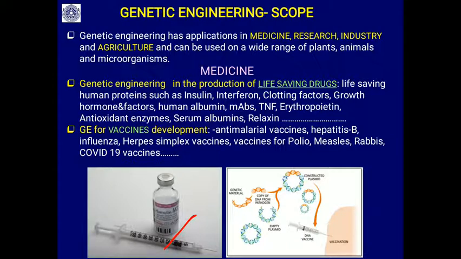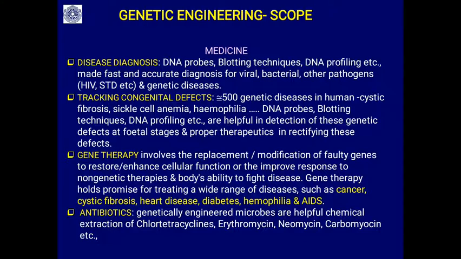Similarly, vaccines for herpes simplex, polio, measles, rabies, so many. Then disease diagnosis: DNA probes, blotting techniques, DNA profiling, all these. They made very fast, accurate diagnosis of viral diseases possible. You know how RT-PCR is now used to diagnose the presence of the coronavirus, and also many bacterial diseases, HIV, STD, all this you can see. Tracking congenital defects.